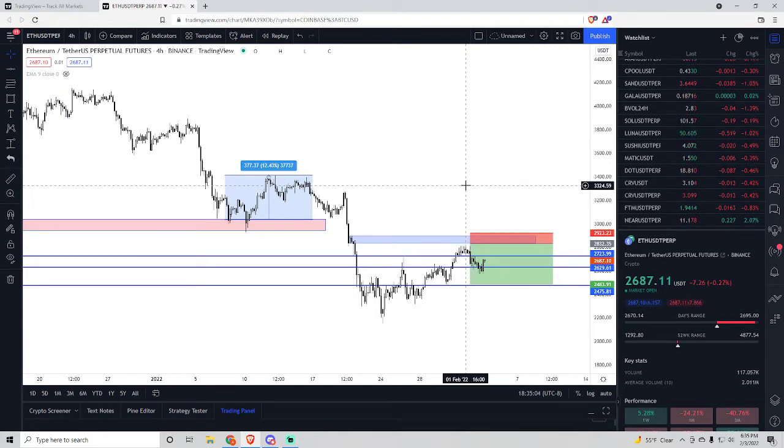I use these in confluence with each other, and then other confluences such as patterns, and I don't use any indicators at all on my charts. You will not see me use any indicators. I don't like them. They're just noise, in my opinion. Again, it'll be different for everyone.